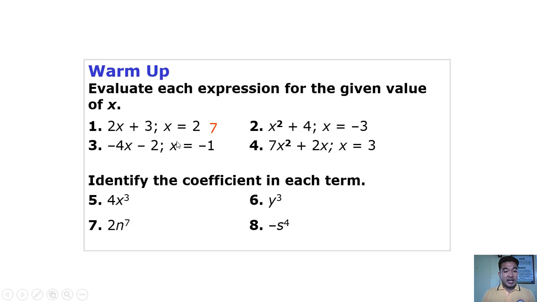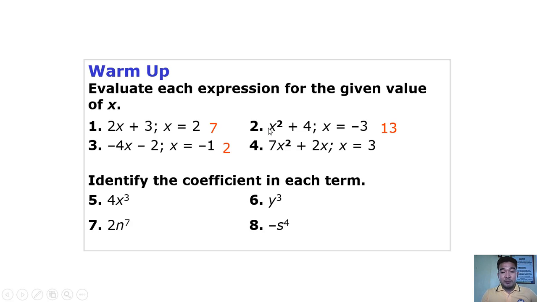And then in here, x is equal to negative 1. Negative 4 times negative 1 minus 2. Negative 4 times negative 1 is equal to positive 4. Minus 2 is equal to positive 2. Here, number 3, the answer is positive 2.